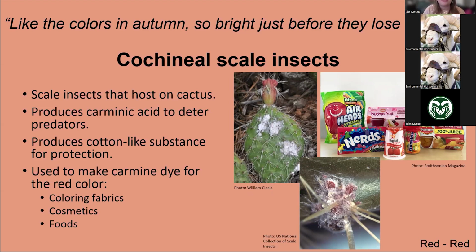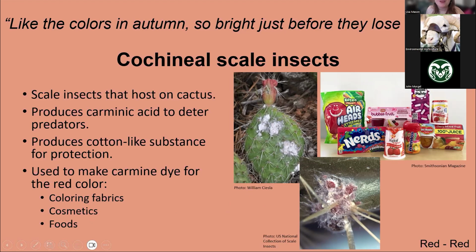But they also produce this cotton-like substance, which you can see in the picture, and that helps protect them from predators. The dye from this red color has been used for years and years, hundreds of years, to produce a dye to color fabrics. Now we actually use this dye in cosmetics, in lipsticks, and in red colored food. So if you've ever had red velvet cake or even any of the food items in this picture here, you've definitely consumed carmine dye, which comes from our cochineal scale insects.